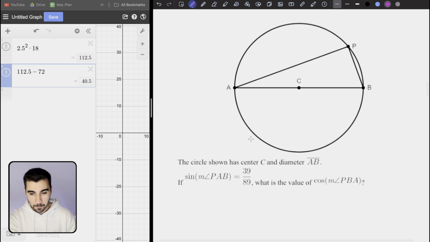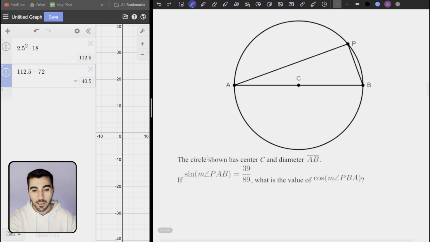So this one, the question says the circle shown has center C and AB is the diameter. If we have the sine of angle PAB, this angle, the sine of this is 39 over 89. What is the value of the cosine of PBA? PBA is going to be this angle. What is the cosine of this one?